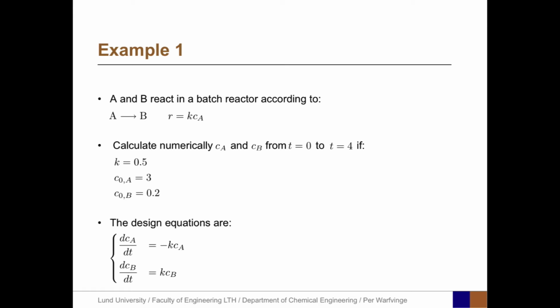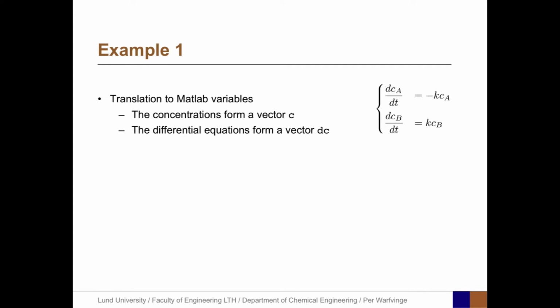If we combine the mass balance shown before with the rate equation, the design equations become dCa/dt equals negative k times Ca, and the other one is dCb/dt equals k times, and here's an error, it should be k times Ca.